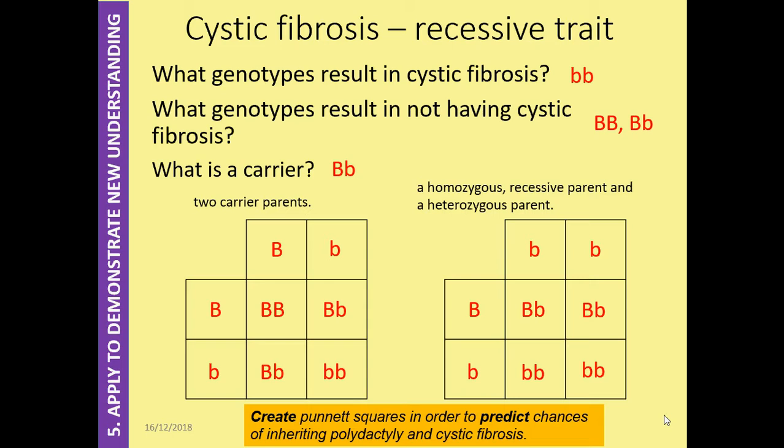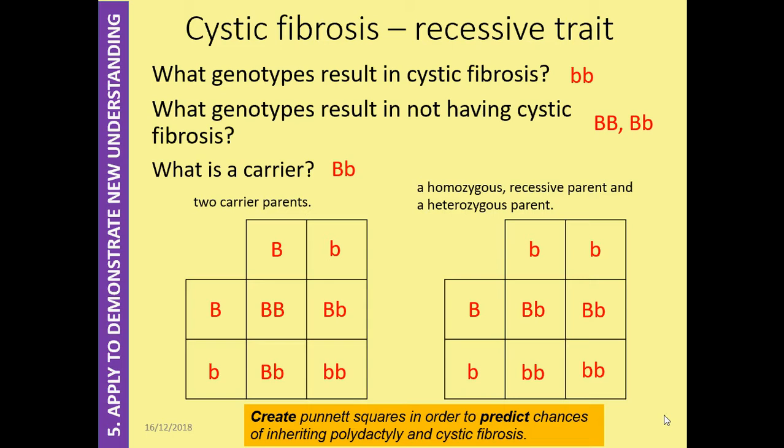The Punnett square on the right, we've got someone with cystic fibrosis and we've got someone who is a carrier. And here we've got a 50% chance that the offspring will be a carrier, the big B, little b at the top there, and we've got a 50% chance that they will have cystic fibrosis at the bottom there.